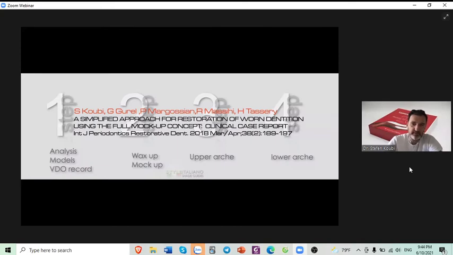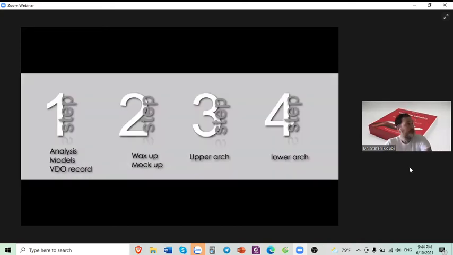So we have different clinical steps that we can share with you. Step one is, let's say, the collecting of the data. So after analyzing the case, you need to take pictures and make impressions. Then you send everything to the technician in order to produce the wax-up, analogic or digital, up to you, and then he will send it back to you, and you will be able to place this full mock-up in the mouth.